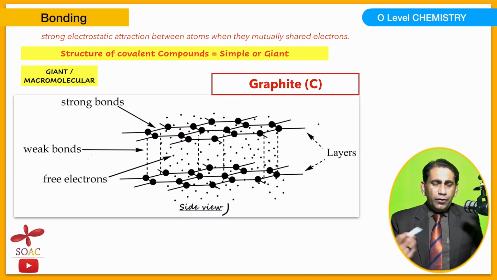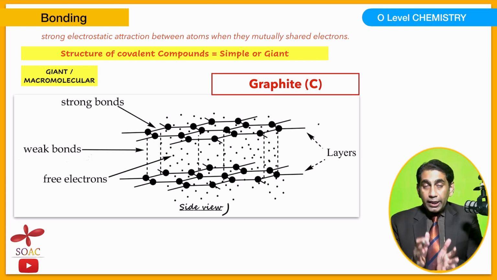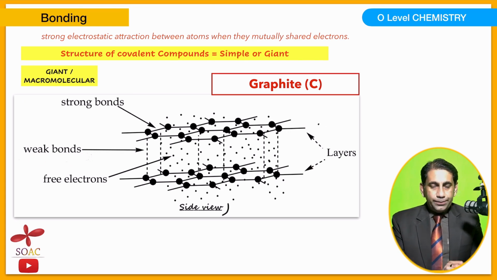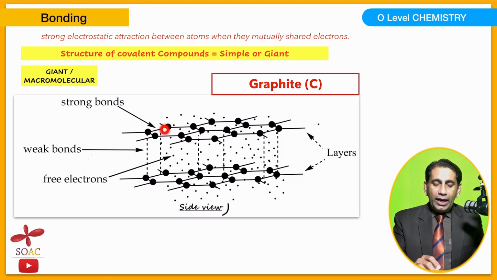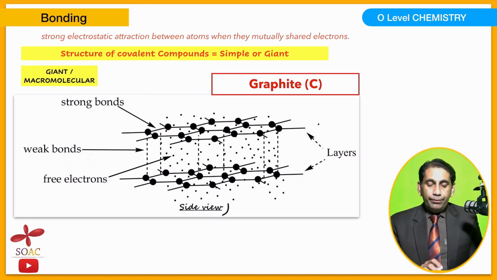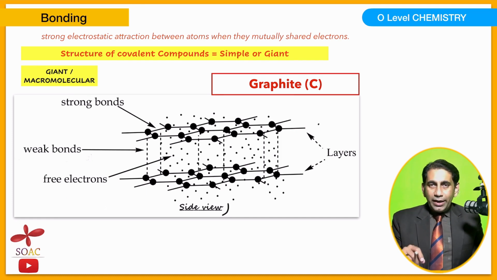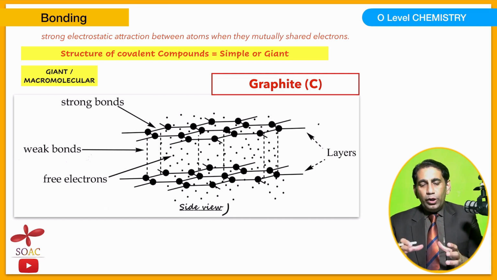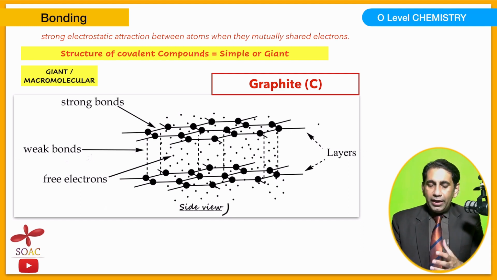There are a number of different layers, and between each layer there are weak bonds. Moreover, there is the presence of delocalized electrons, free electrons. So it has a layered structure; each layer has hexagons of carbon atoms, and each carbon atom is bonded with three other carbon atoms.